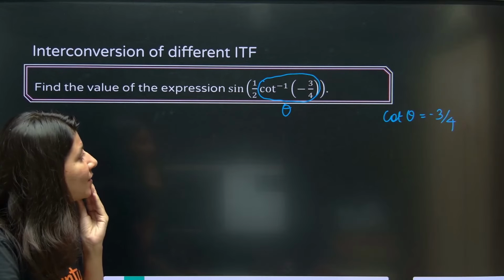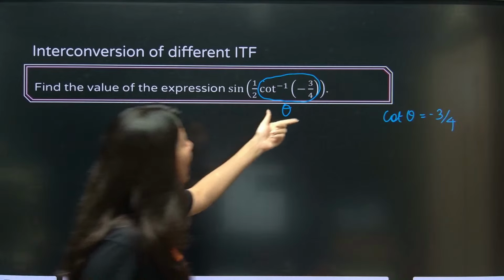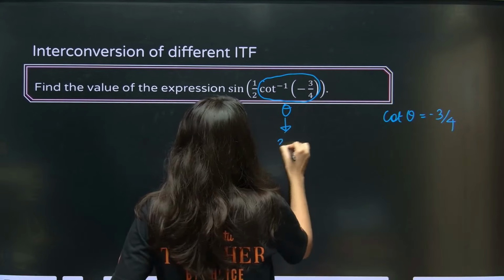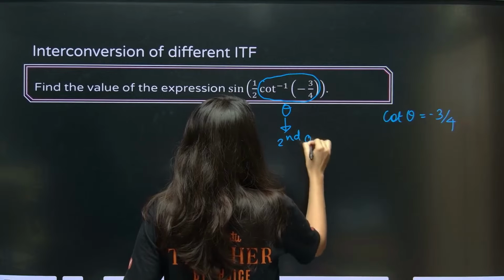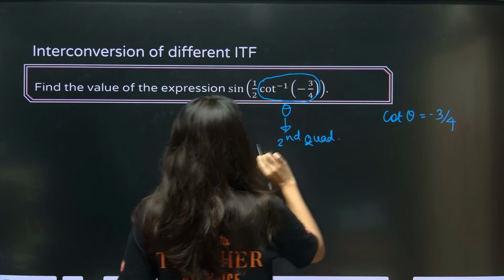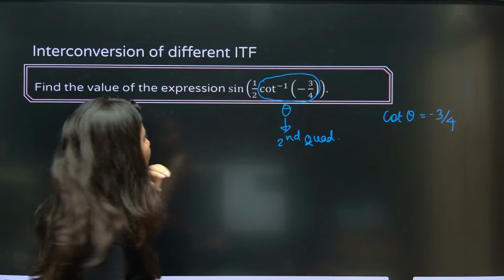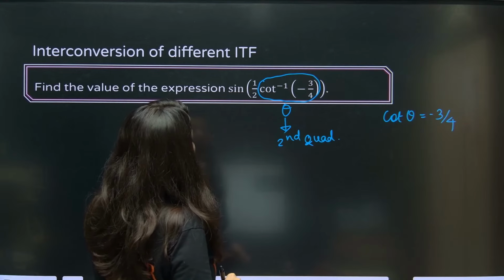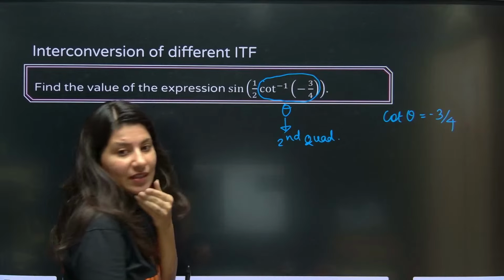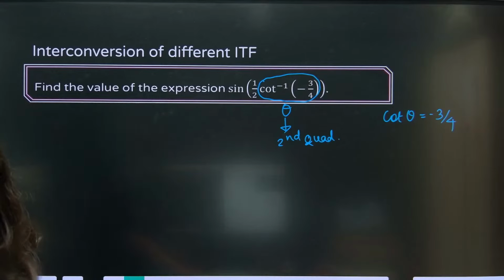So cot theta is equal to minus 3 by 4. So this answer will be in the second quadrant. This theta will be in the second quadrant. First of all, theta will lie in the second quadrant. Agree or not? If theta lies in the second quadrant, sine theta by 2 is something which you need to calculate. Think about it. How will you do that?